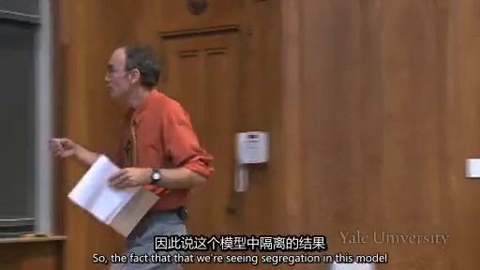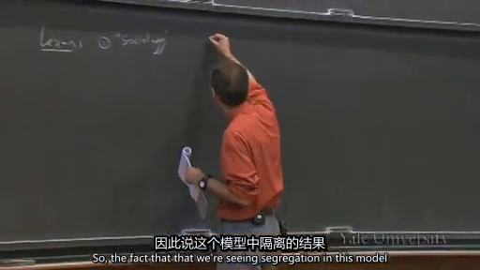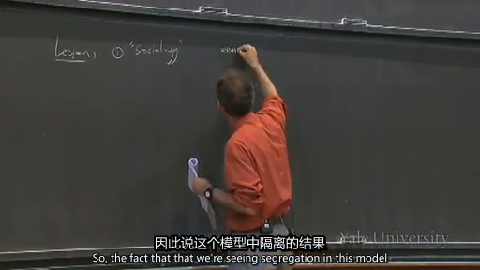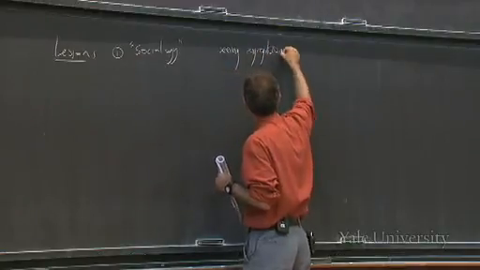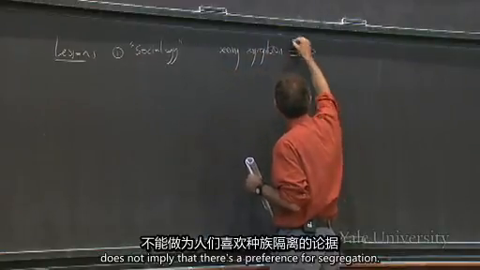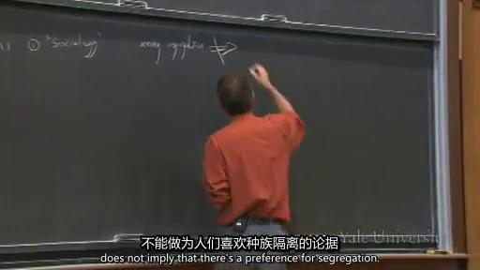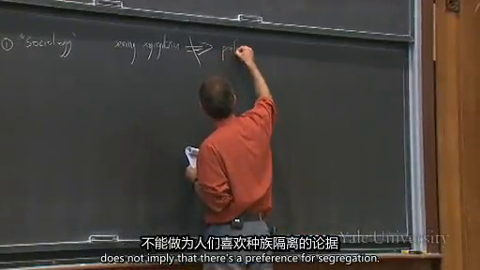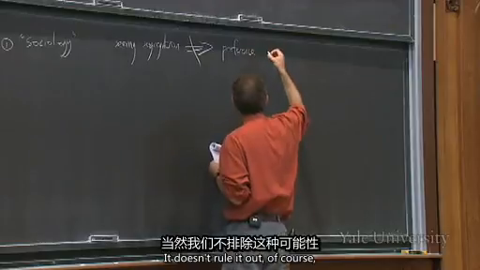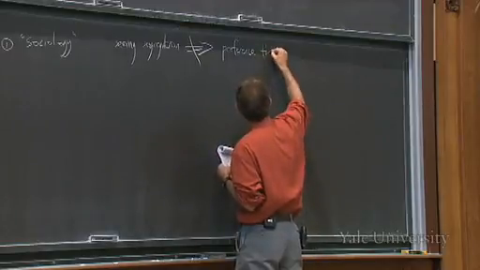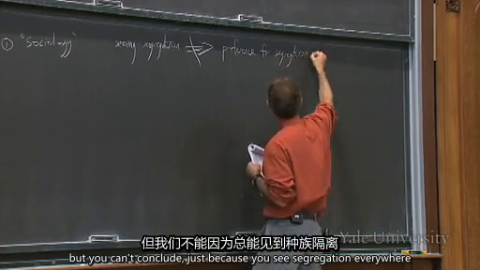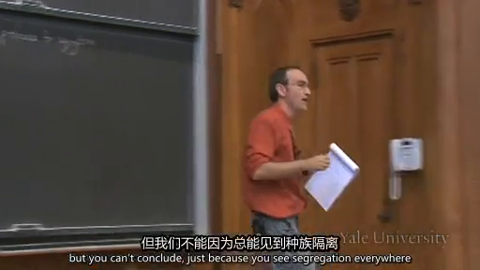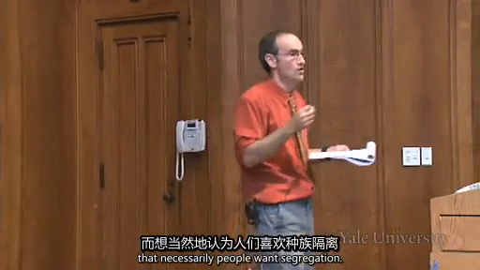So the fact that we see segregation in this model, seeing segregation does not imply that there's a preference for segregation. It doesn't rule it out, of course. But you can't conclude, just because you see segregation everywhere, that necessarily people want segregation.